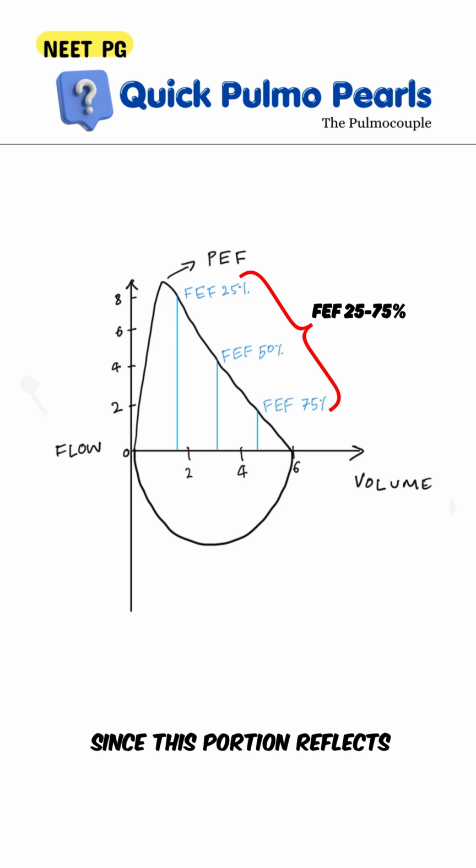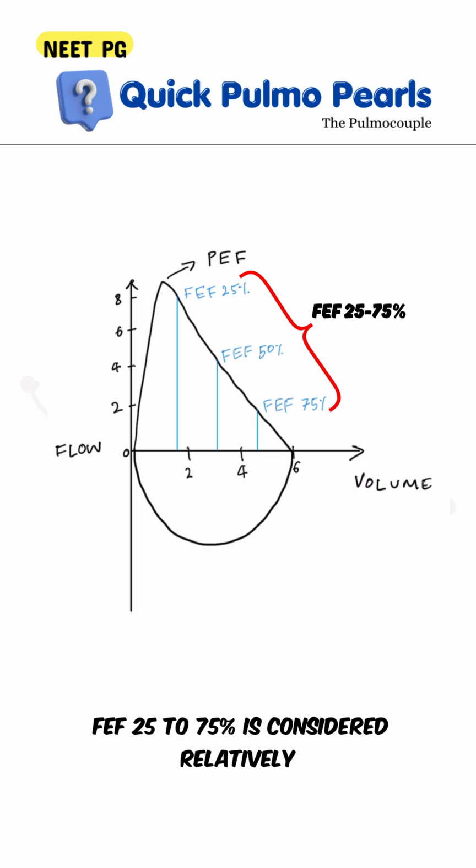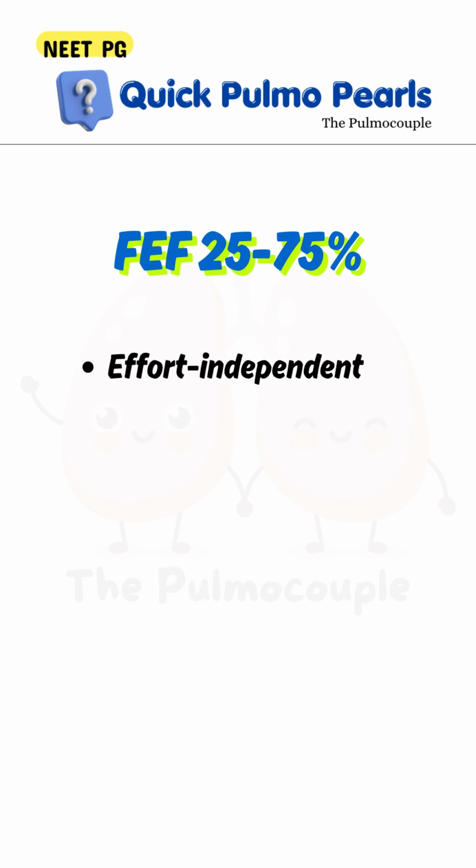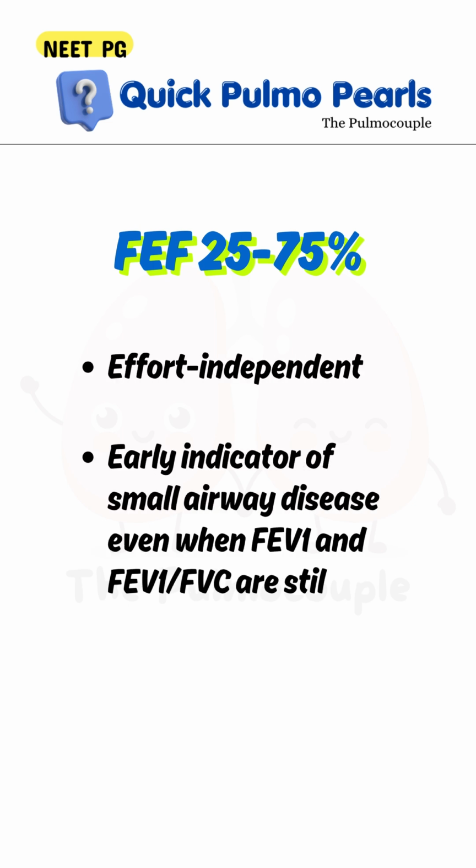Since this portion reflects flow through the smaller airways, FEF 25 to 75% is considered relatively effort independent, and a decrease in this value is an early indicator of a small airway disease, even when FEV1 and FEV1/FVC ratio are still within normal limits.